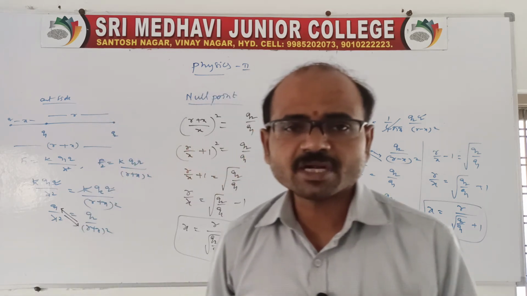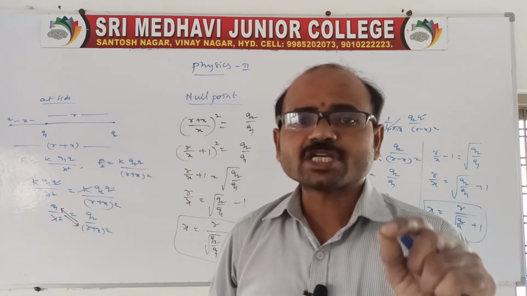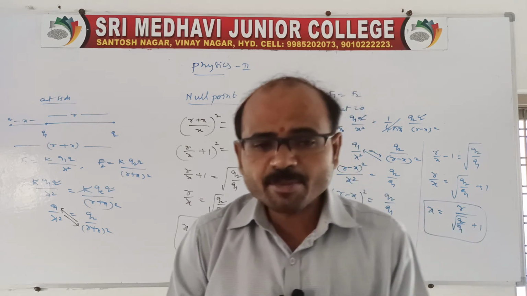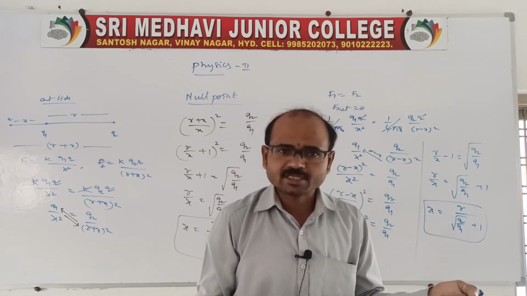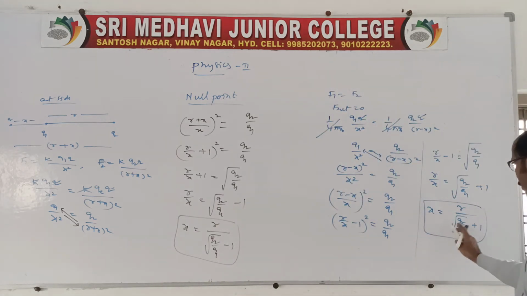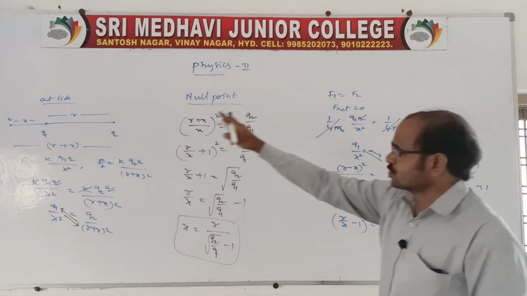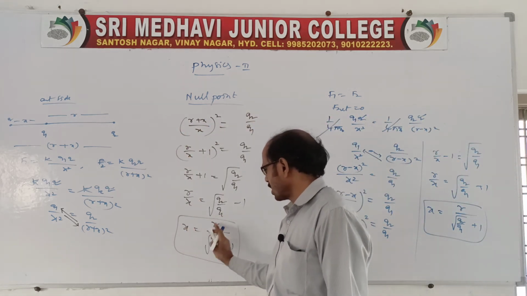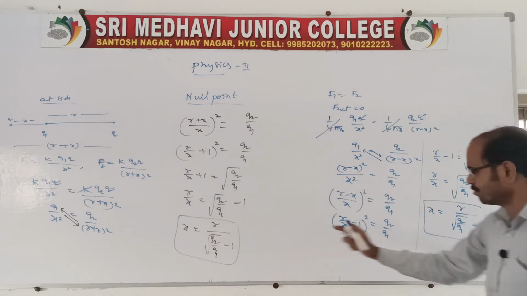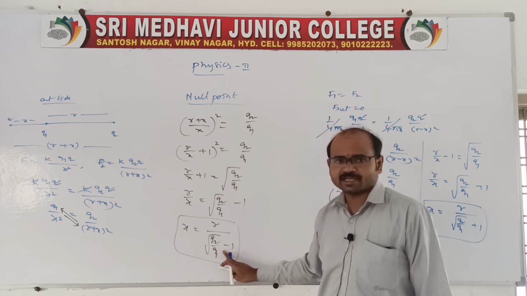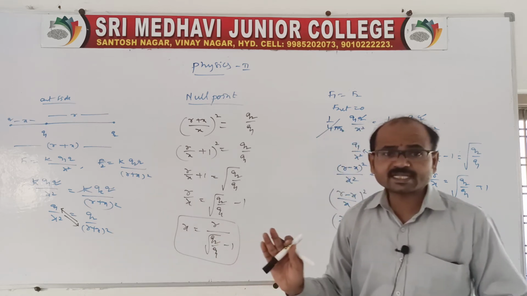Null point is nothing but where the force due to two charges is 0. It may be between the charges or it may be outside the charges. If it is between the charges, the point will be x is equal to r by (root over q2 by q1 plus 1). And if it is outside the charges, the point will be at a distance x is equal to r by (root over q2 by q1 minus 1). Simple. Between, it is plus; outside, it is minus. That's all. This is the difference.